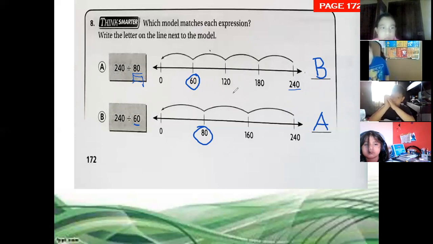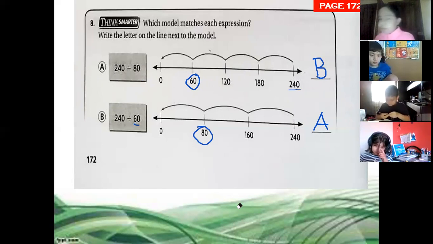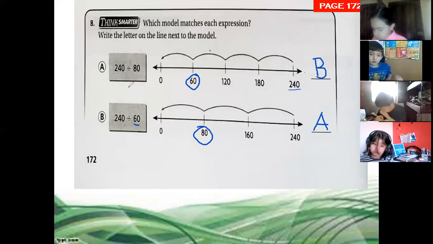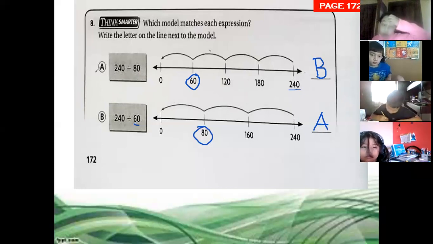So what is the answer? Look at this one. What is the answer? 240 divided by 80 equals, which is this one. What is the answer? And the answer to 240 divided by 60 is the upper one. But let's do the first one. 240 divided by 80. The answer is in this number line.